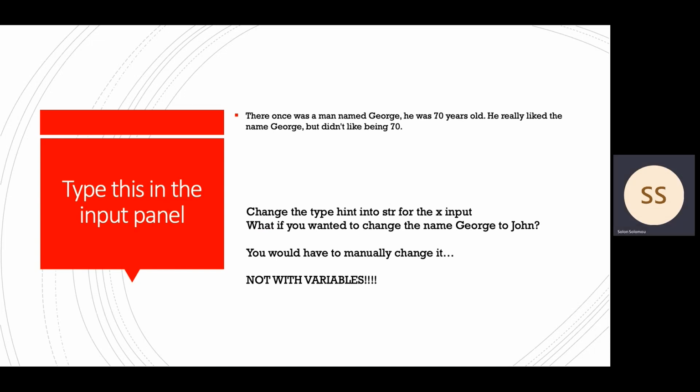I want you to type this into the panel that's going into our X. Double click on it and type this in. There once was a man named George. He was 70 years old, full stop. He really liked the name George, but didn't like being 70.